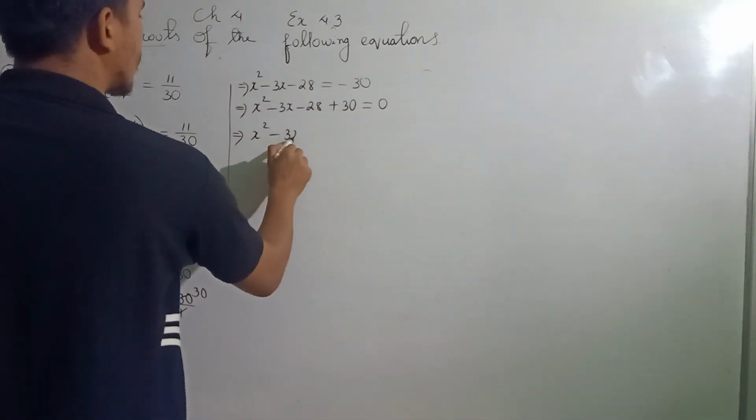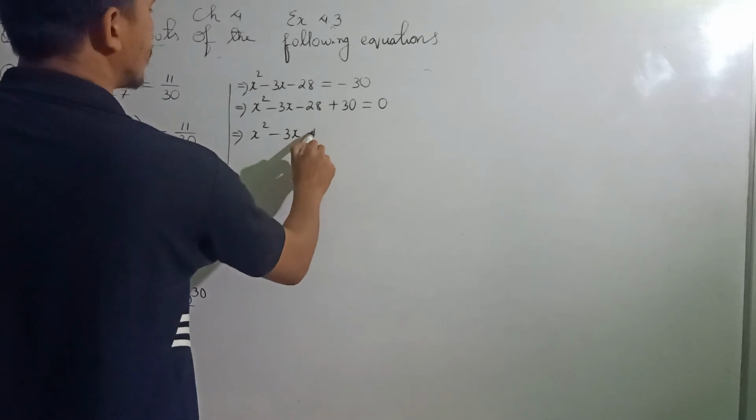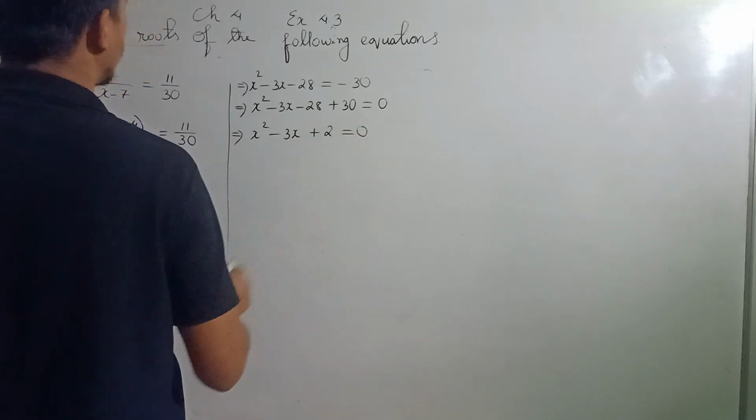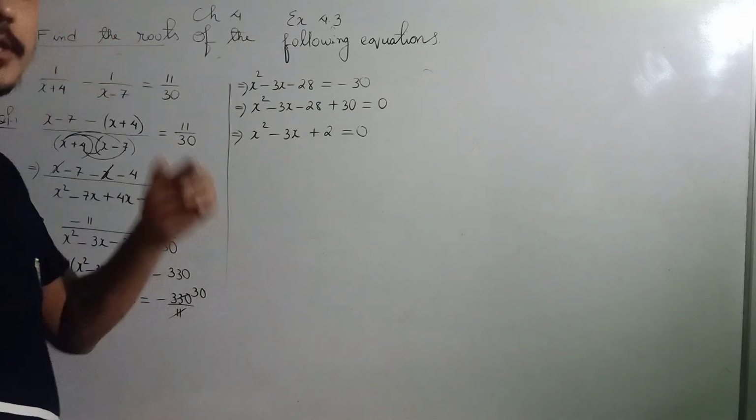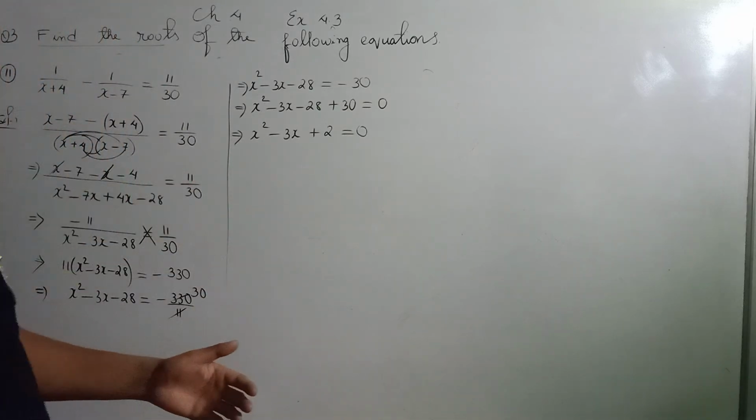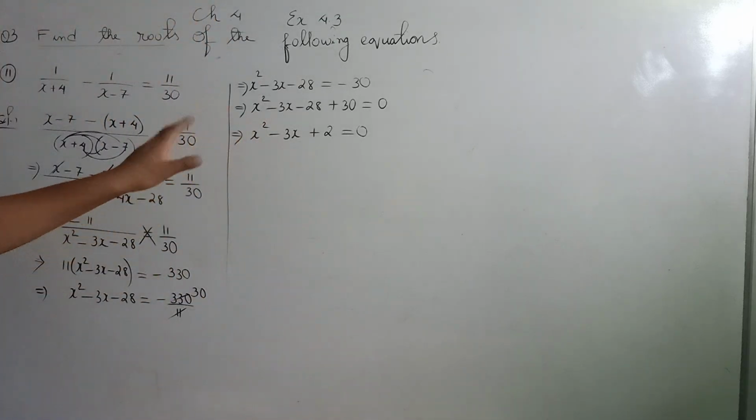So x square minus 3x minus 28, let us transpose minus 30 on the right side to the left side. So plus 30. So x square minus 3x minus 28 plus 30 gives you plus 2, equals 0. So your given equation has been reduced to a quadratic equation. And now we are going to find out the roots of this quadratic equation by using the quadratic formula.